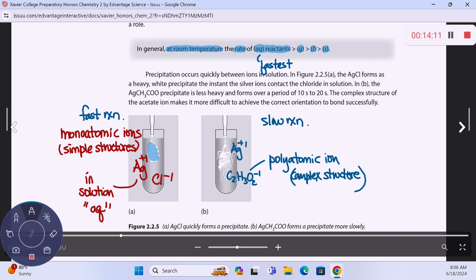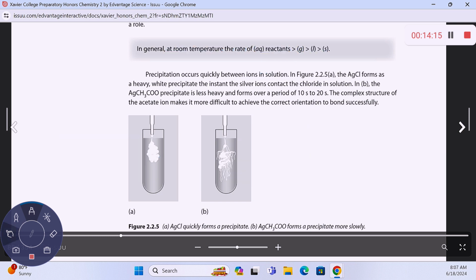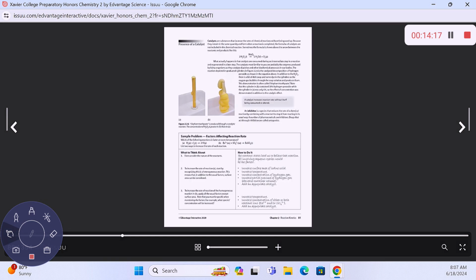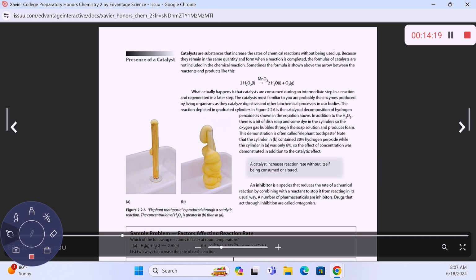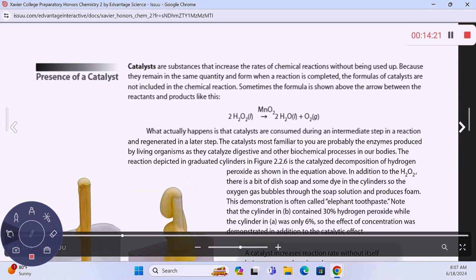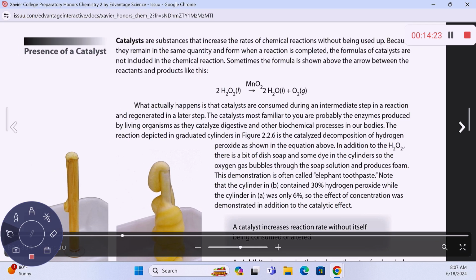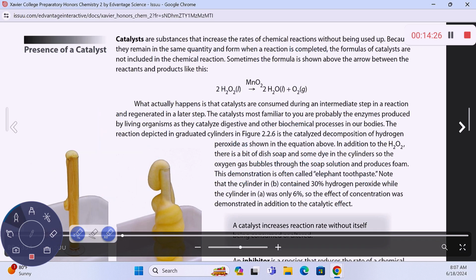Okay, let's take a look at the last page and talk about catalysts. So catalysts increase the rate of chemical reactions without being used up. Sometimes you're going to see the chemical formula for a catalyst written above the arrow between the reactants and products, okay? And what happens is catalysts are consumed during one step, and then they're kicked out at a later step.